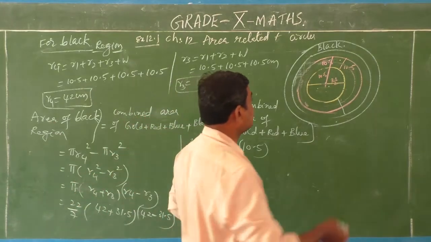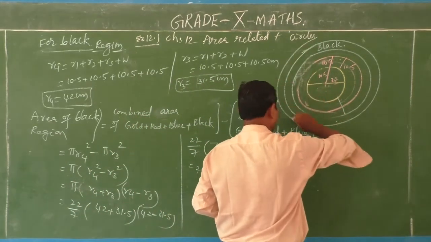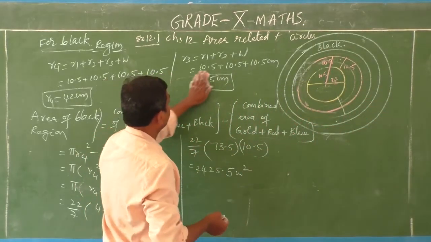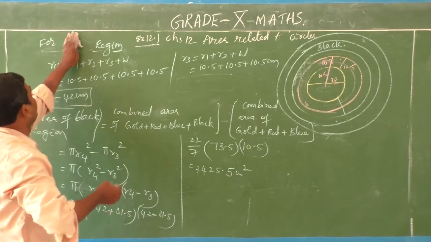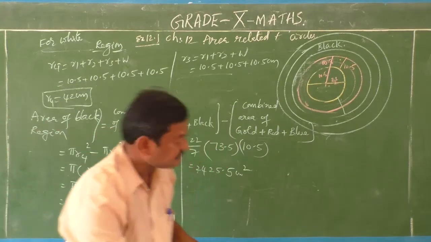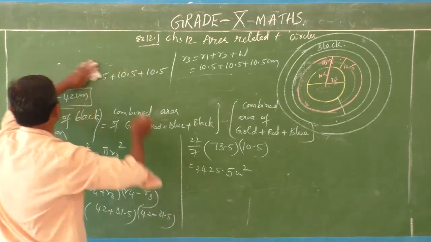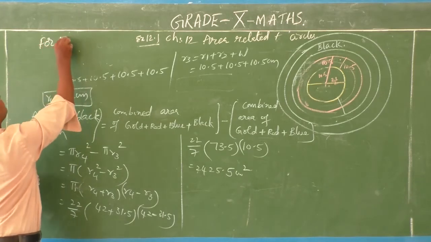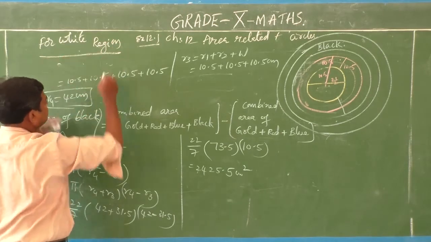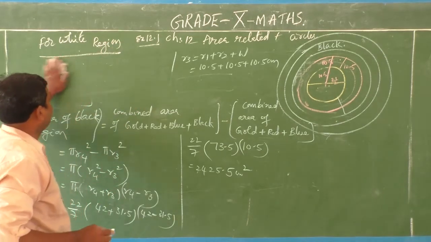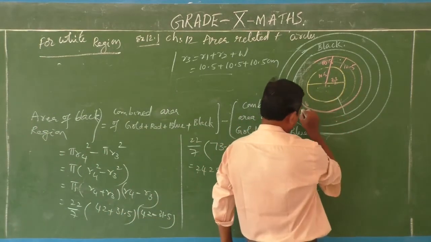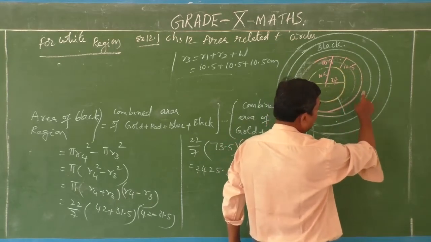Now last one, what is that? We want white region. We need to find the white region. So lastly, for white region, we need to find how many radius are there. Look at here, 1, 2, 3, 4, 5. So how many parts? 1, 2, 3, 4, 5.